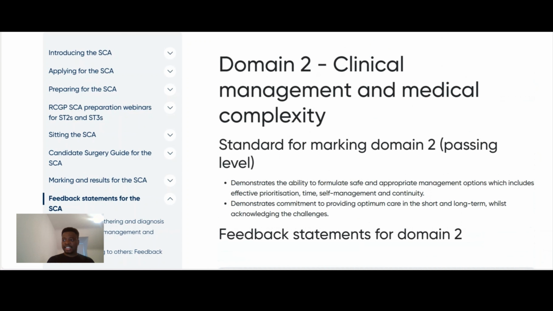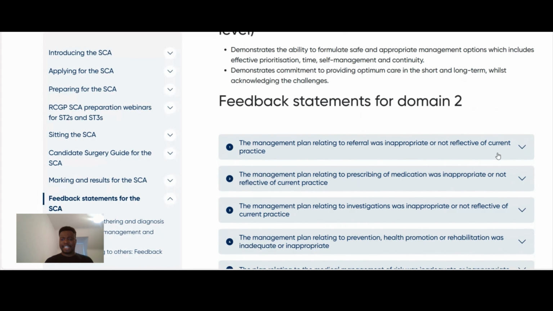Needless to say, this is indeed a problem area for many of us, and so it will help significantly if you listen to this video and watch it alongside your own examiner's feedback, or if you're attempting the exam for the first time, it will go a long way to just watch and understand exactly what the examiners expect from you. Now, the first one is that the management plan relating to referral was inappropriate or not reflective of current practice.